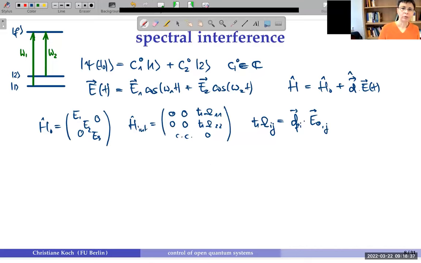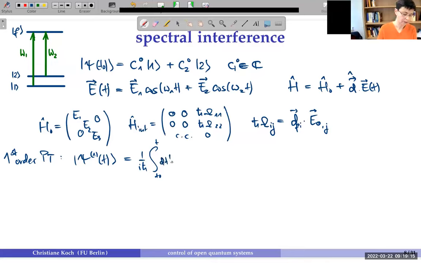Okay, now what we want to see is how the population in this final state looks like if I solve the time-dependent Schrödinger equation, and I'll do this only in first-order perturbation theory because this is sufficient to see the effect. So in first-order perturbation theory, the correction to first order is given by the formal solution of 1 over i h bar, and then I integrate from the initial time to the present time over dt prime. And I have to read it from right to left, but allow me to write it from left to right.